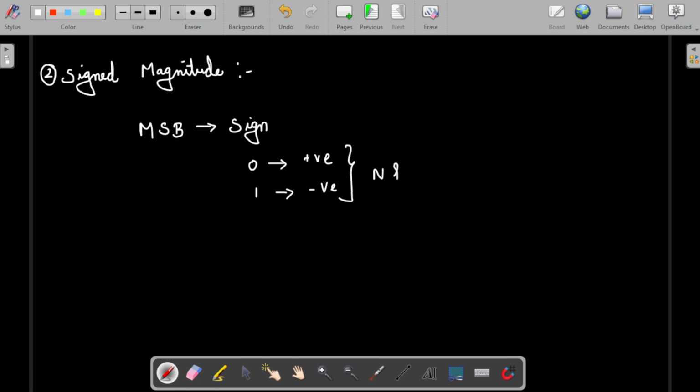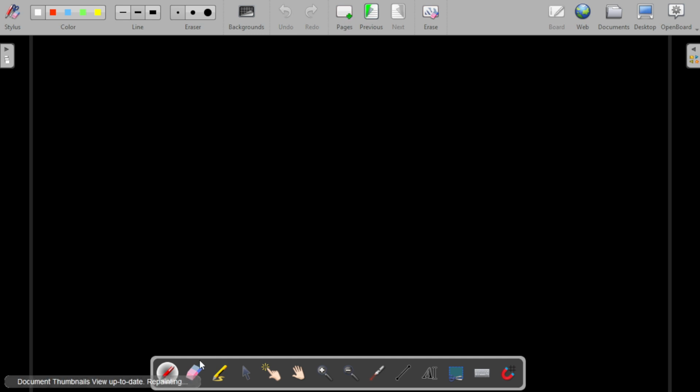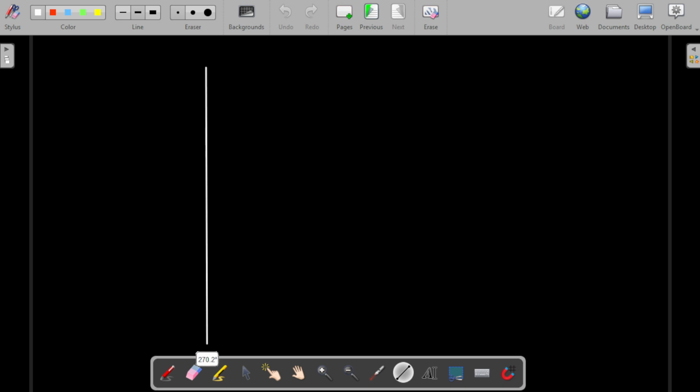So with an n-bit number, we can represent from negative (2 power n minus 1, minus 1) to (2 power n minus 1, minus 1). This is the range that we can represent. So let's take a table to see how we can represent signed magnitude and normal magnitude. This is the table where this is the sign bit and this is the magnitude. This is for positive, that is for negative.